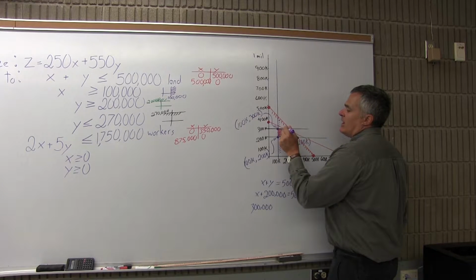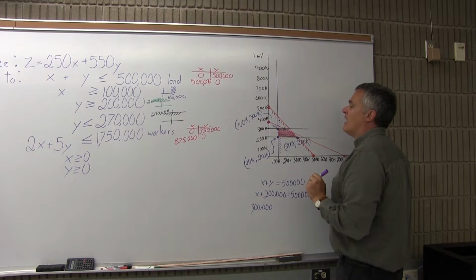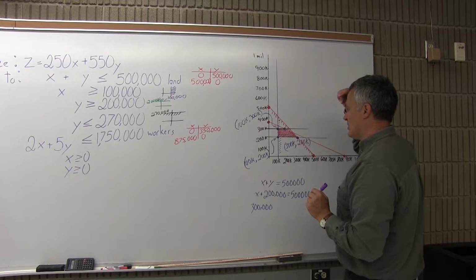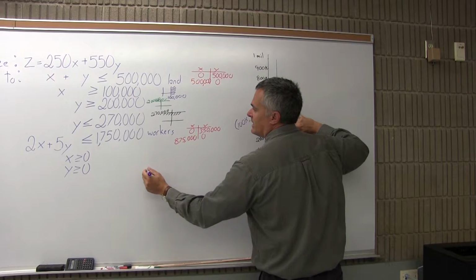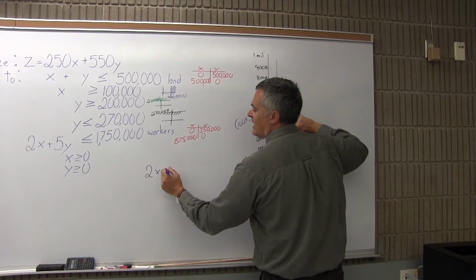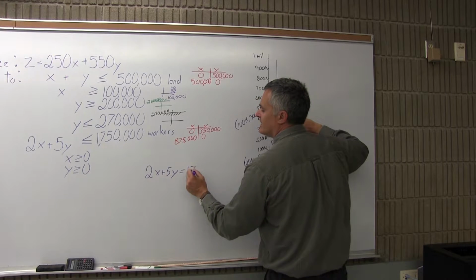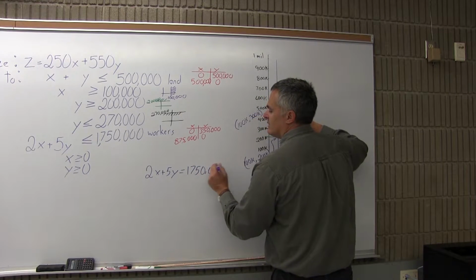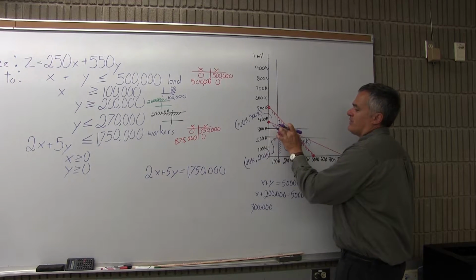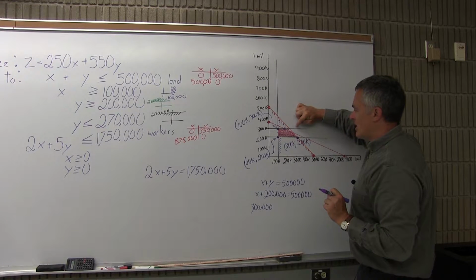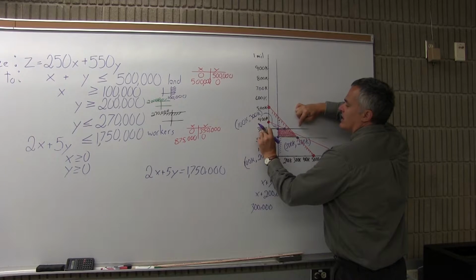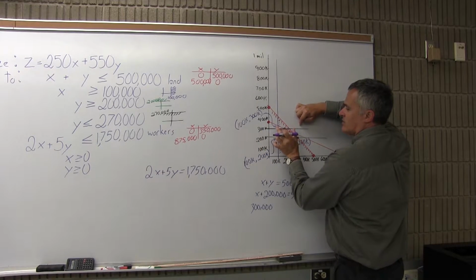Now I have another intersection with the black line and the red line that goes to 350,000. That's a different red line. The red line that goes to 350,000 came from the number of workers that were available. It is the equation 2x plus 5y equals 1,750,000. That's the equation of the red line involved in my point of intersection with the black line. Now, every point on the black line has a y coordinate of 300,000. That's what it means to have a horizontal line at a height of 300,000.